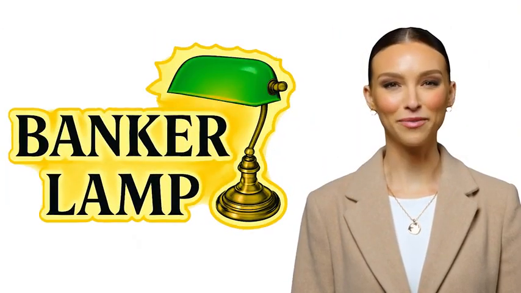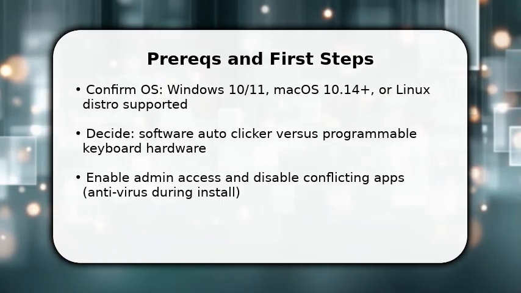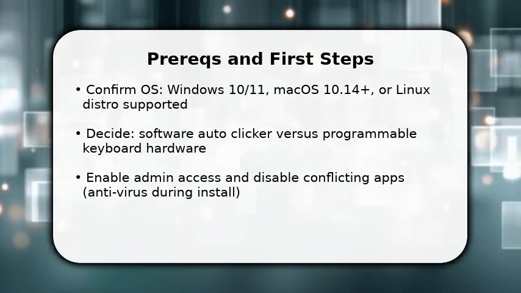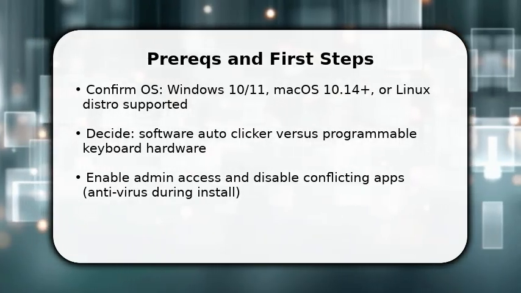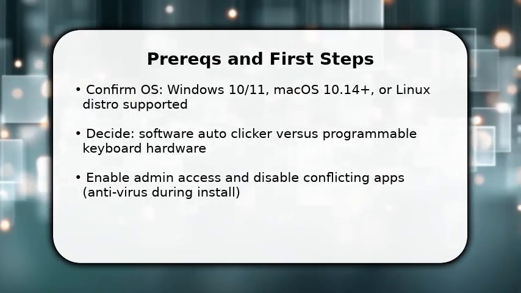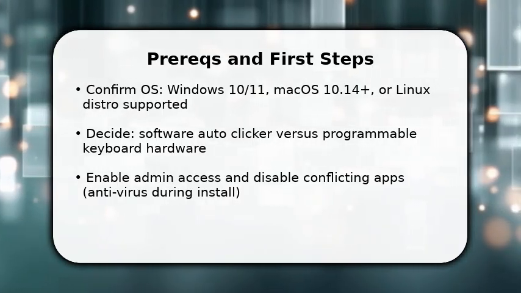Please enjoy the video. You start by confirming basic prerequisites, OS compatibility and admin access. Once done, choose whether you need a software auto clicker or a programmable hardware keyboard. For software, pick reputable options and prepare to grant permissions. For hardware, ensure firmware tools are available.